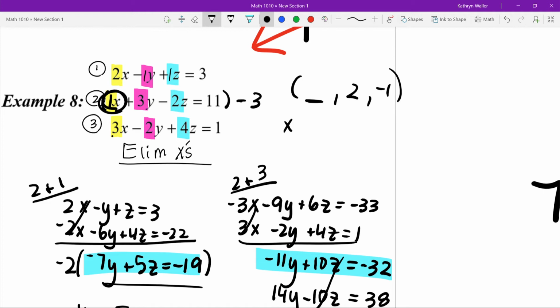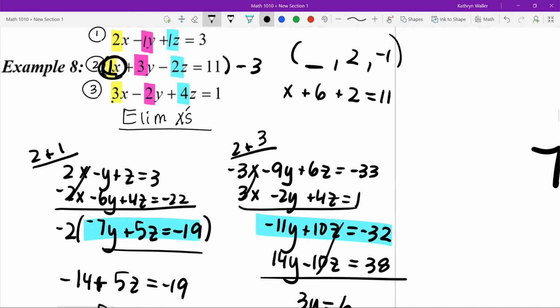So it's x. 3 times y, that's 3 times 2 is 6. A -2 times a -1 is a positive 2, is equal to 11. So that gives me x plus 8 equals 11. So that gives me x equals 3. My answer is 3, 2, 1, 3, 2, -1, and I'm done.